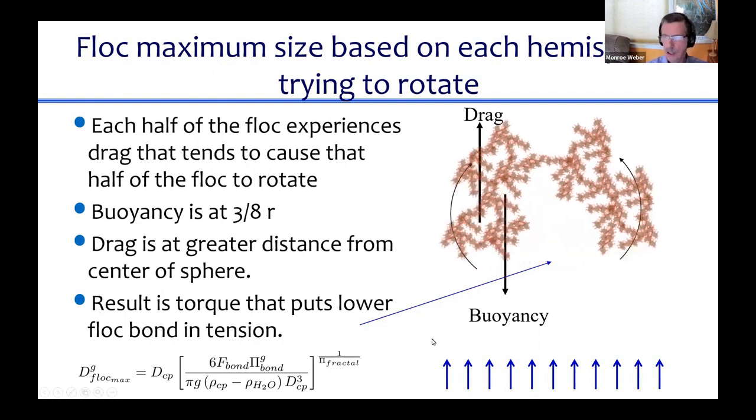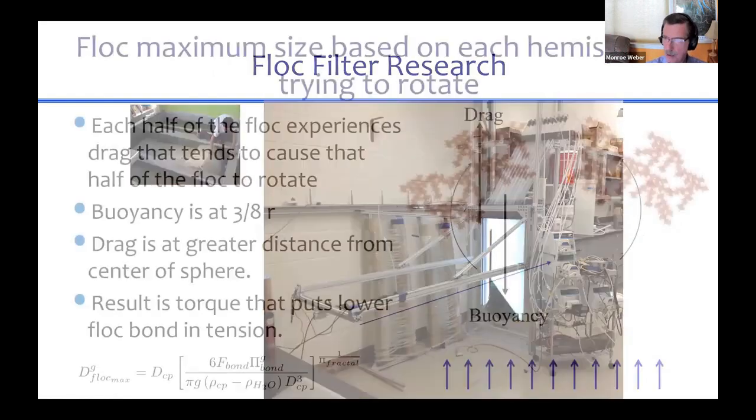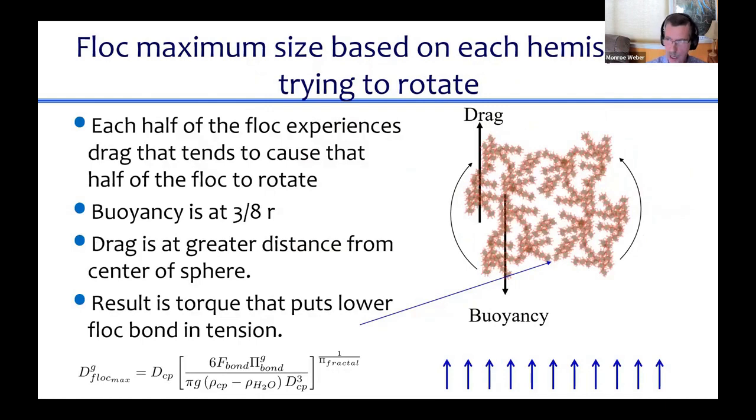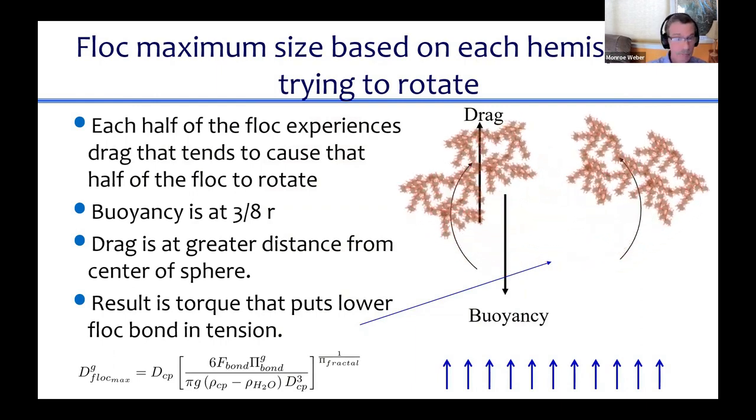So look, there it is. It happened. This flock was experiencing too much shear, causing it to experience tension at the bottom, and it opens right up. And that sets the maximum size of a flock settling on planet Earth due to the force of gravity.